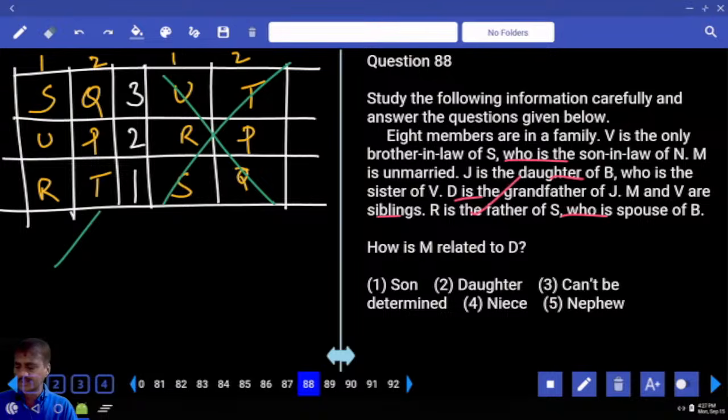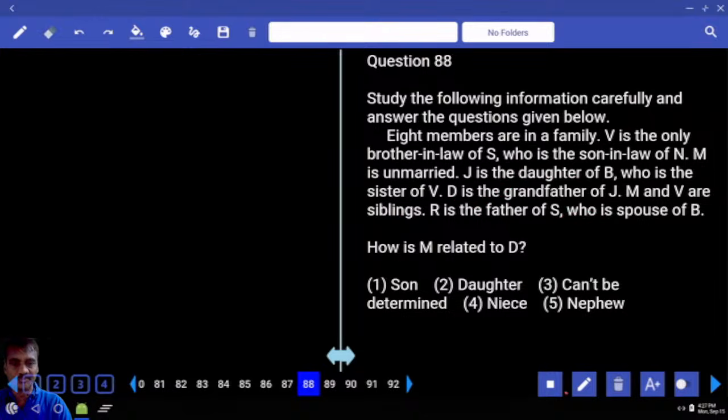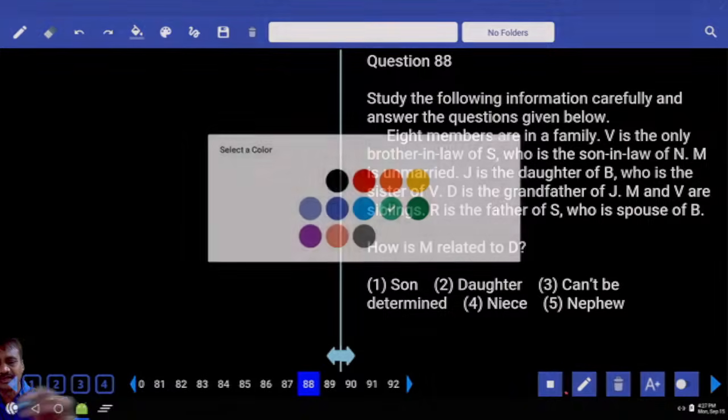What is given in this 88? Did you do the blood relations? 88, first or second priority? First priority. Tell me. 8 members. V is the only brother-in-law of S. S is the son-in-law of N.